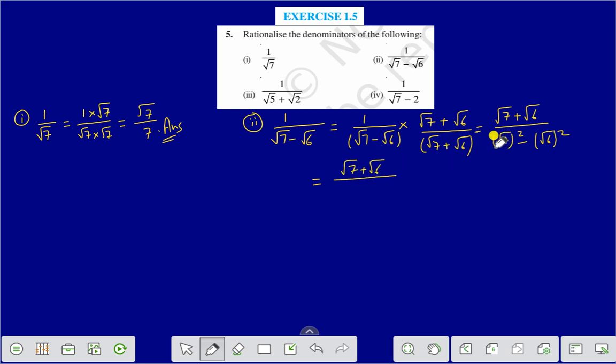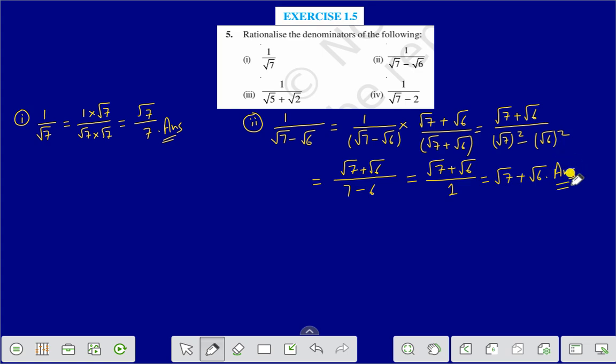Root 7 into root 7 is 7 and root 6 into root 6 is 6. That means we are getting root 7 plus root 6, divided by 7 minus 6, that is 1. Root 7 plus root 6 divided by 1 is equal to root 7 plus root 6. That is the answer.